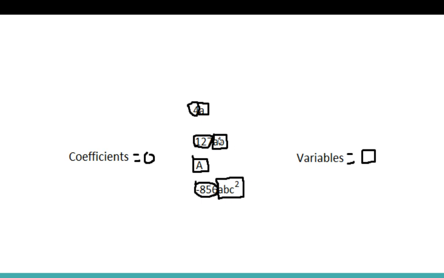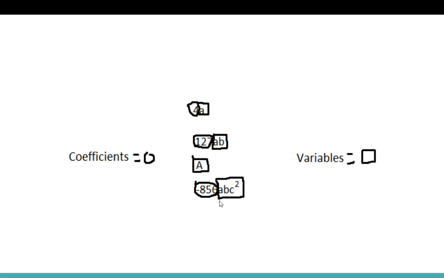127AB: 127 comes before the variable, and it's a number, so it's a coefficient. And AB comes after the coefficient, and they are letters, so they're variables. A is a variable by itself. It doesn't come after any coefficients.